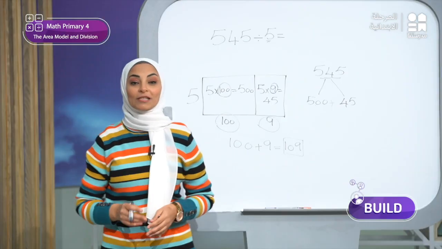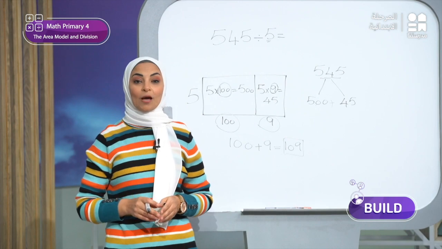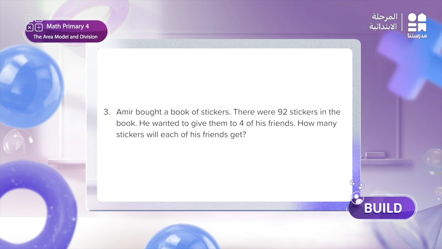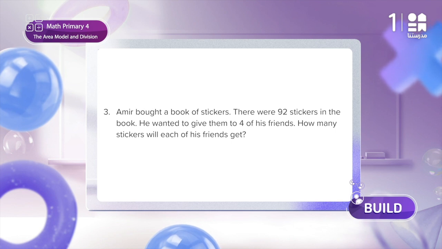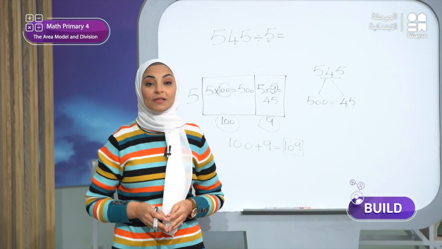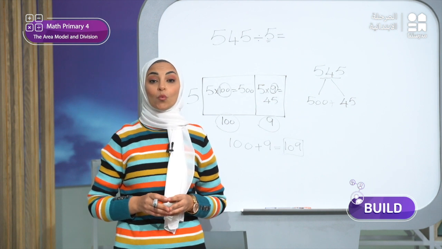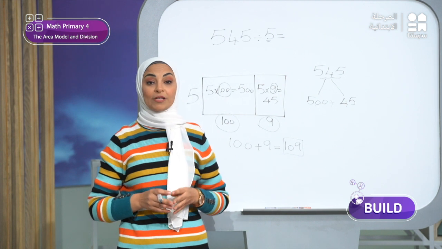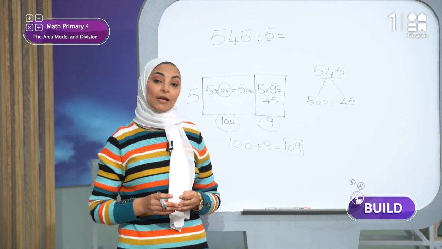Okay, and now let's move to problem number 3. Problem number 3 says that our friend Amir bought a book that has 92 stickers. He wanted to give them to 4 of his friends. We want to know the number of stickers each of his friends will get. From reading the problem, we understand that Amir wants to distribute his stickers among 4 of his friends. So let's do it all together.